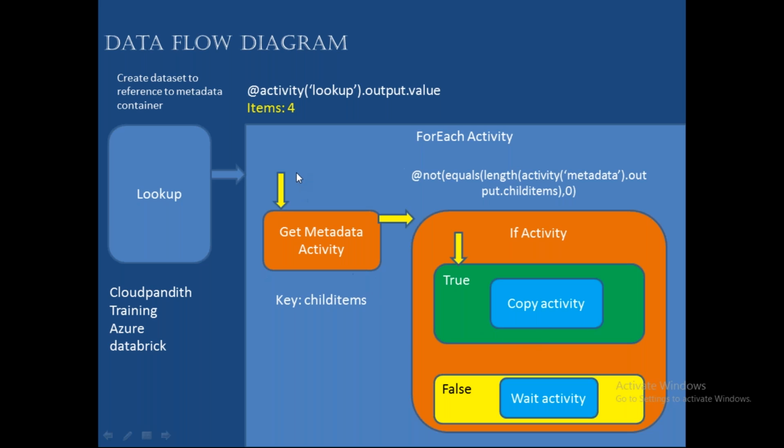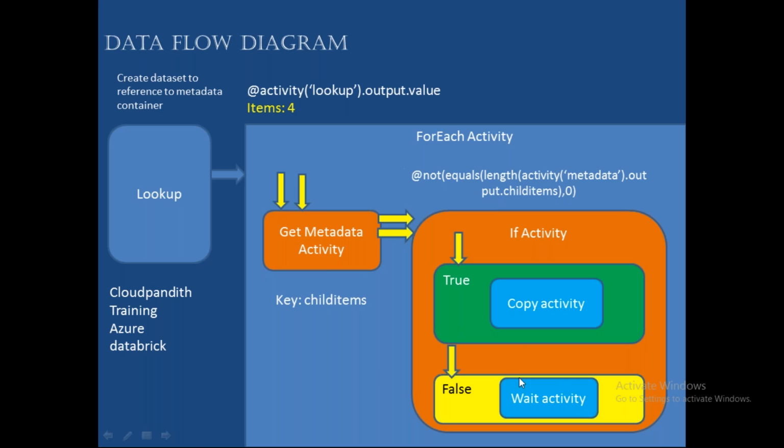Once it is done, I will go back and get the second item, that is the training container. I will go to the training container and check child items. Those child items I will pass to the if activity, which will check again whether we have any child items or not. Let's say we don't have any child items. Child items is 0. Now this equals condition will return true, but outside I'm using not, meaning it will return false. So when we have 0, this entire condition will return false.